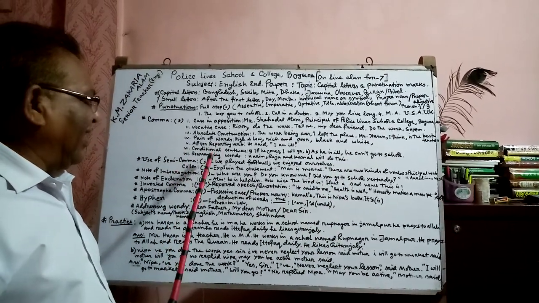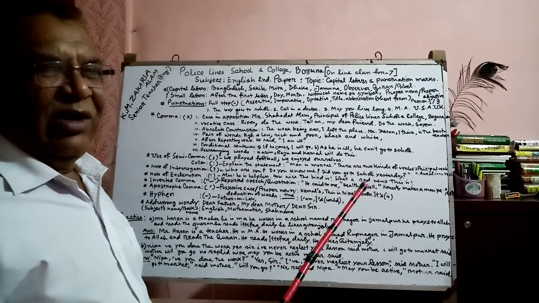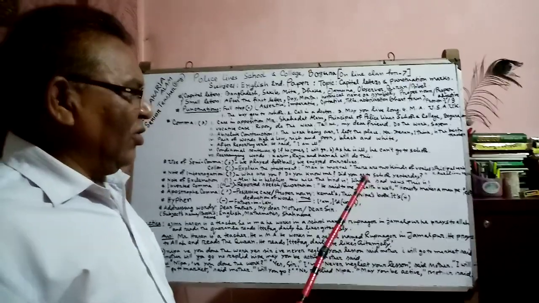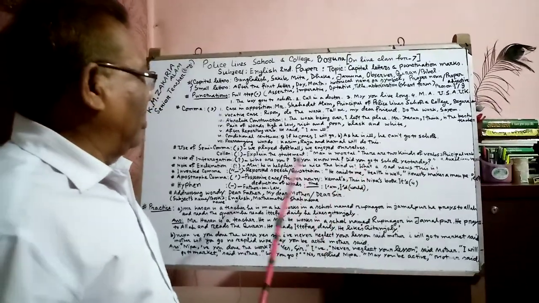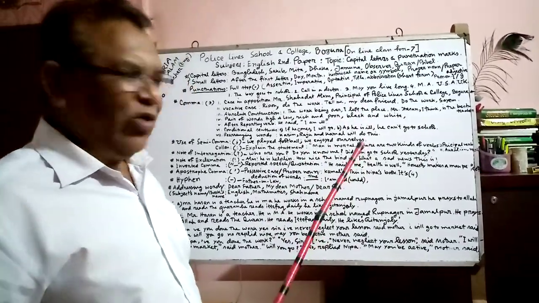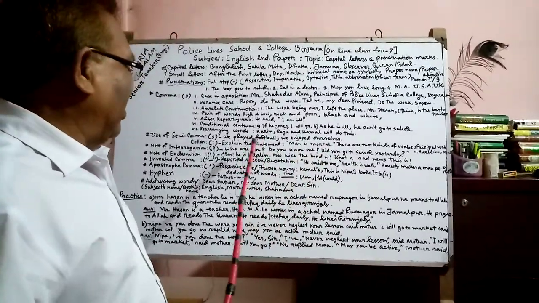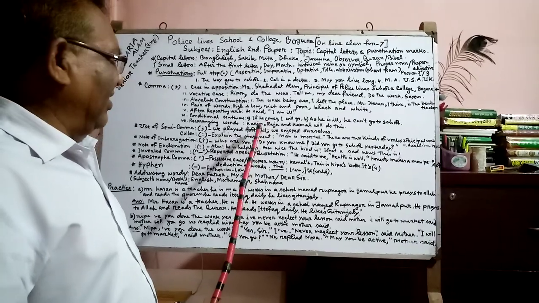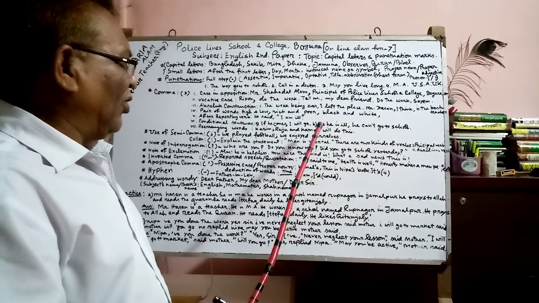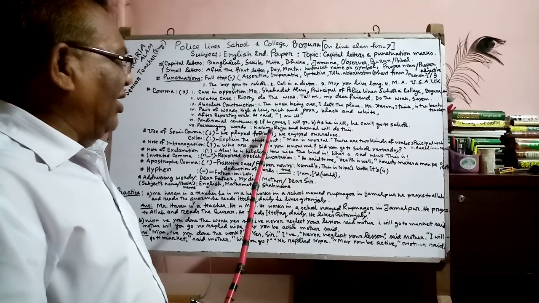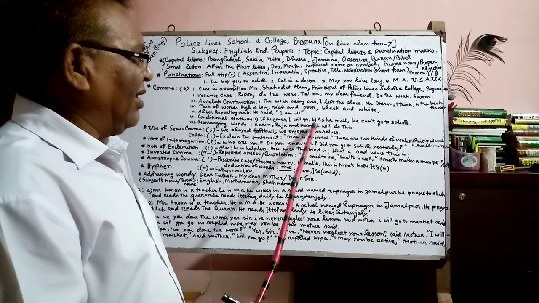Number 7, rearranging words. Sometimes many names will be mentioned in the answer script. So, according to the question, names will be rearranged by using comma, such as Karim, Raju and Kamal. There are three persons. So, they will be divided by using comma. Karim, comma, Raju and Kamal will do this.